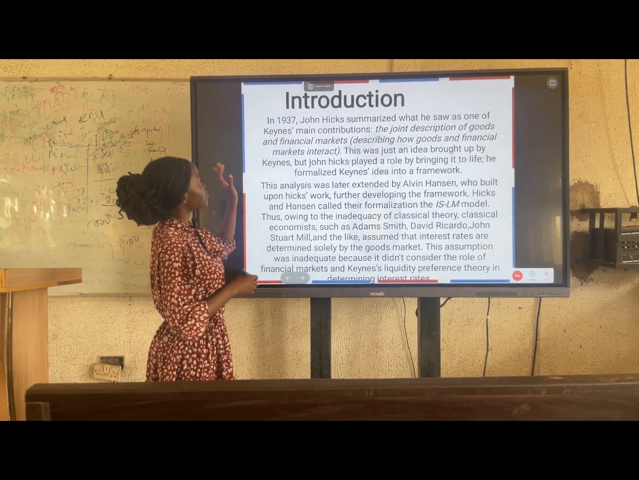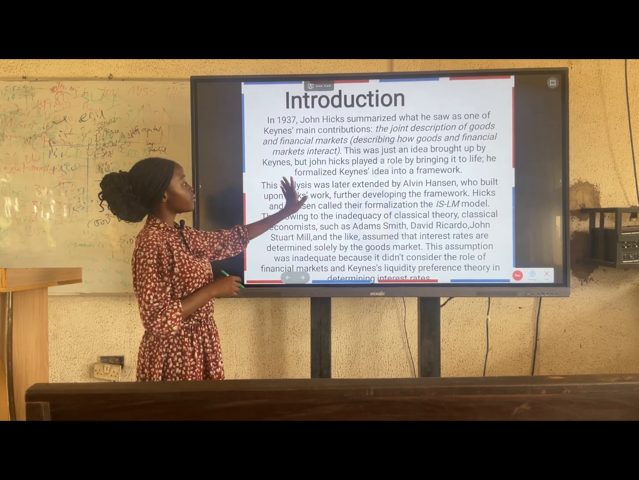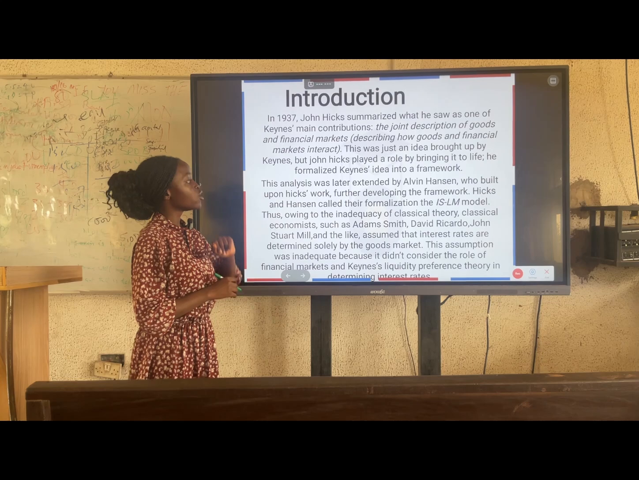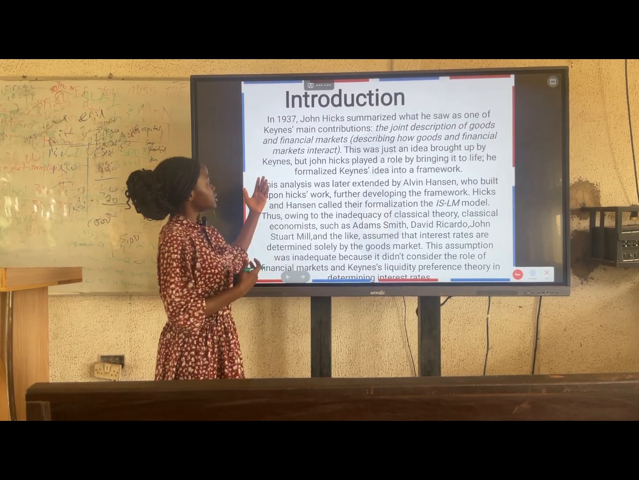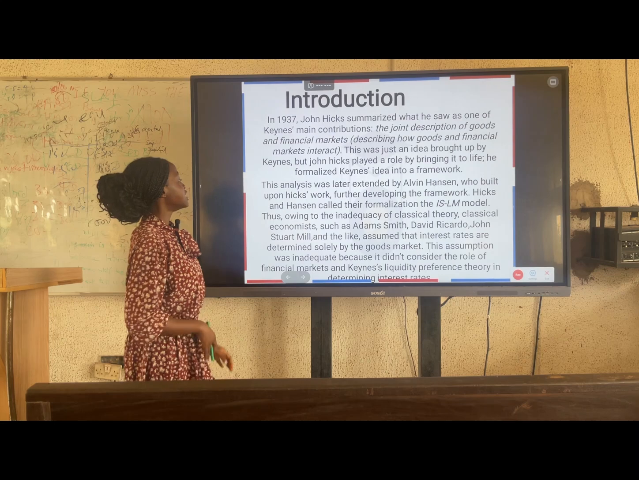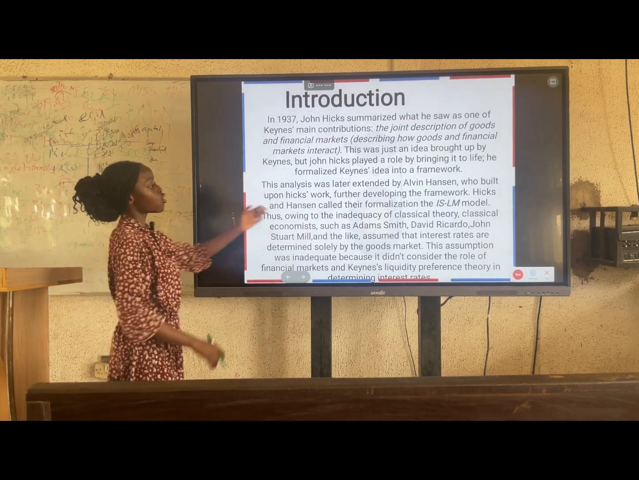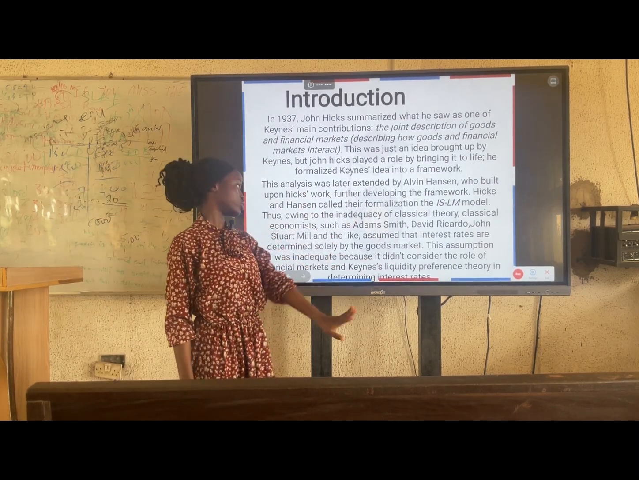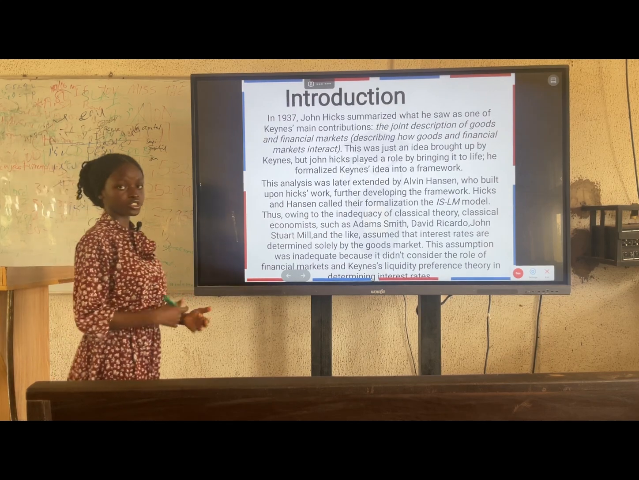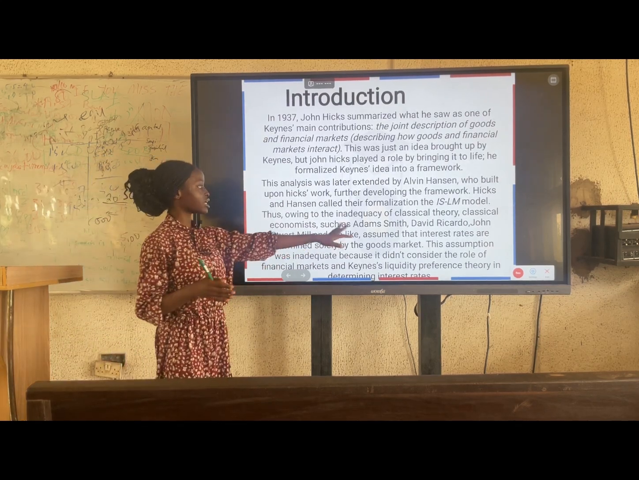This was the major role John Hicks played. Then this analysis was later extended by Alvin Hansen, who built upon this work, further developing it into a framework. Then these people, Hicks and Hansen, called their formalization the ISLM model. This formalization was brought up due to the inadequacy of the classical theory.